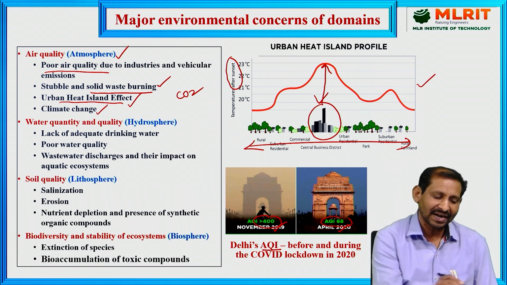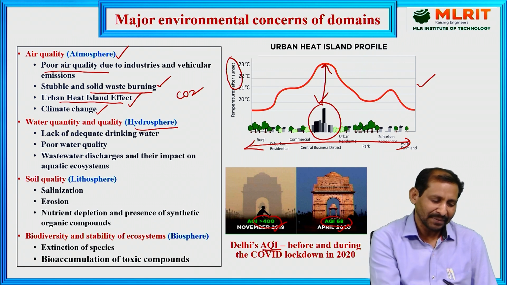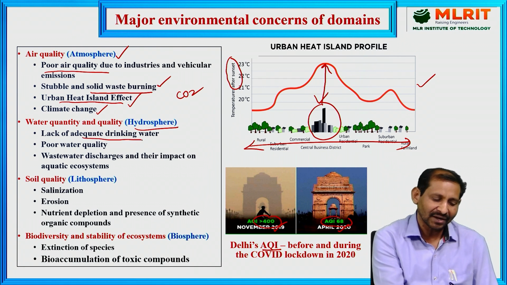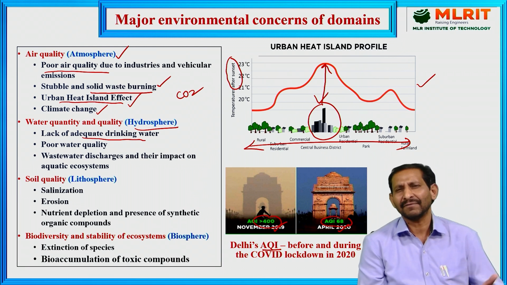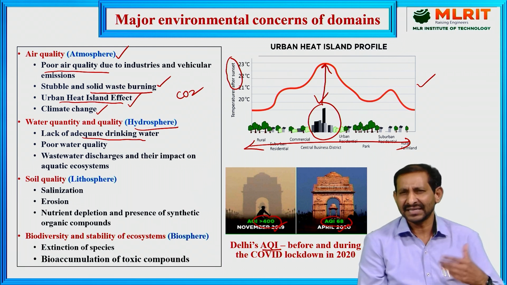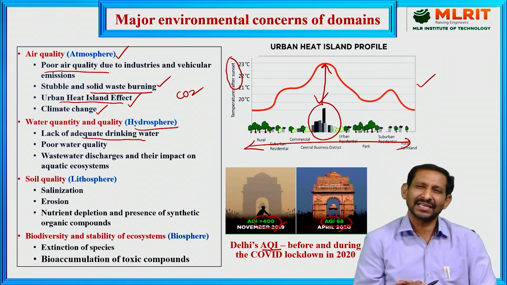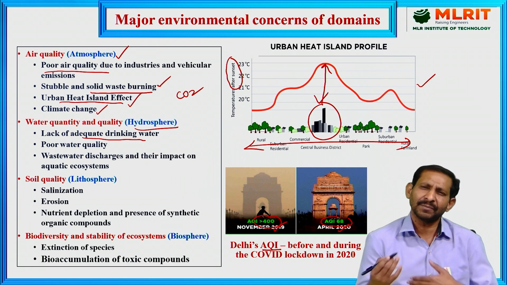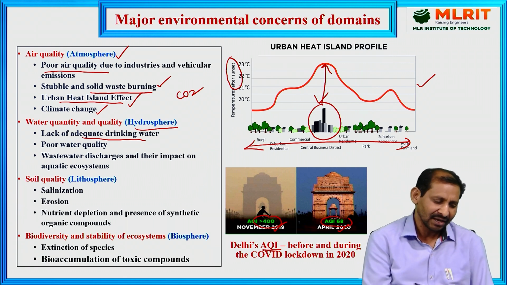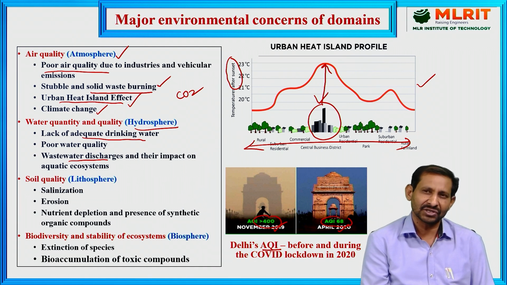The last one is climate change. So next is the hydrosphere domain. Hydrosphere is mainly water related: the loss of adequate drinking water and poor water quality. Poor water quality means a lot of hardness-related substances or salinity will be present in that water, so it is not suitable for drinking purposes as well as industrial applications. Wastewater discharges and their impacts on aquatic ecosystems also come under the hydrosphere domain.